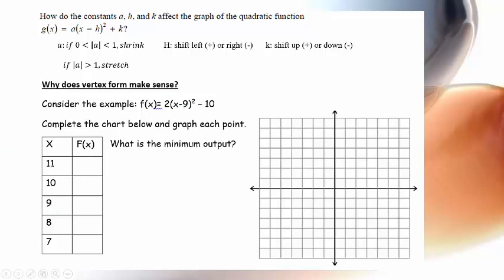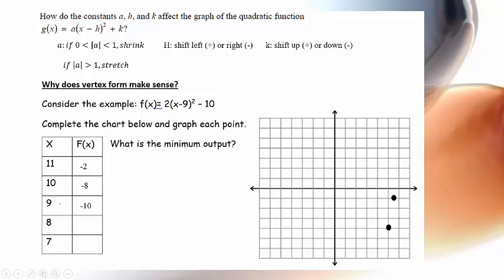All right, so what happens when we put 11 in for x? Well, 11 minus 9 is 2, 2 squared is 4, 4 times 2 is 8, 8 minus 10 is negative 2. Okay, so if I put 10 in for x, you'll find that you're going to get negative 8. So if I graph my ordered pair, 11, negative 2, we're going to count by 2's, 2, 4, 6, 8, 10, 11, and down 2. And then I'm going to graph 10, negative 8. So 10, then down 2, 4, 6, 8.